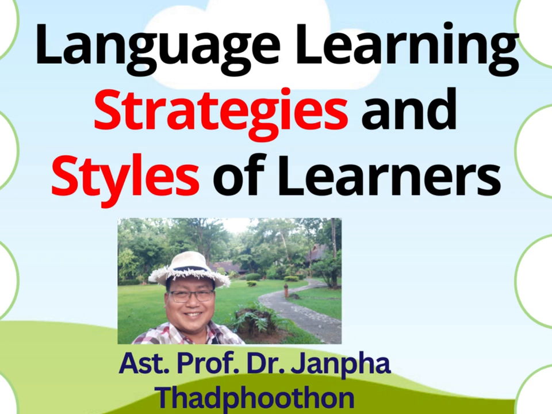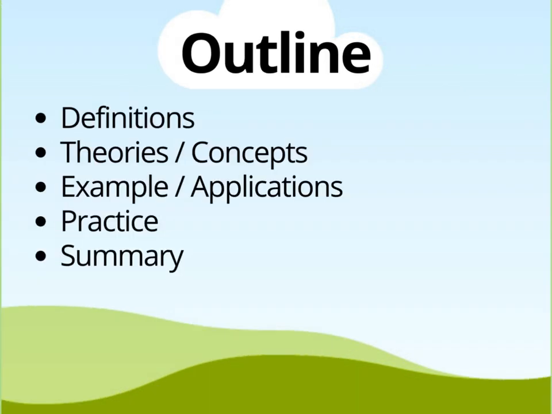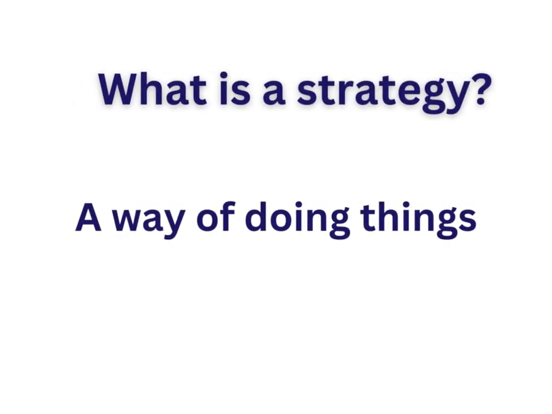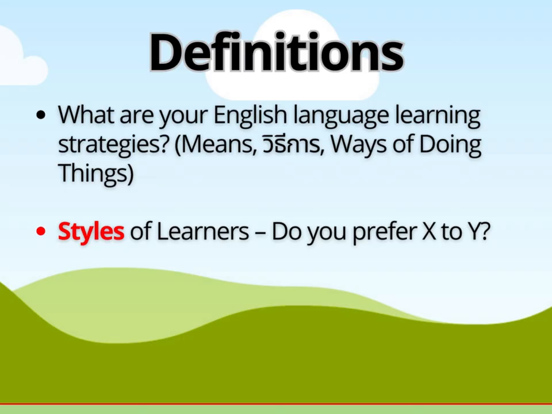So today I'm talking about, as you can see on the screen, language learning strategies and the styles of learners. This is the online. I will go through the definitions and explaining the theories and some examples and some practice and the summary. So a strategy is a way of doing things. There are many ways to do things. So as I said, a way of doing things is a strategy.